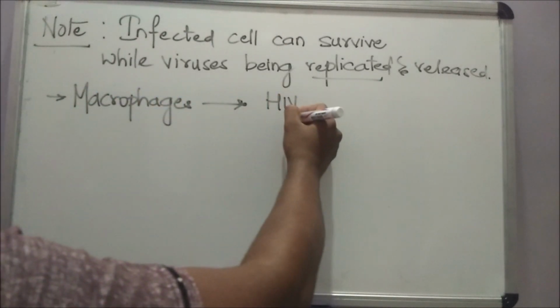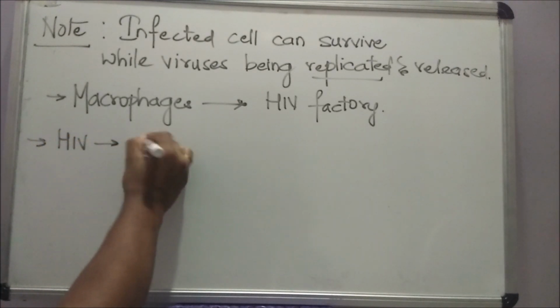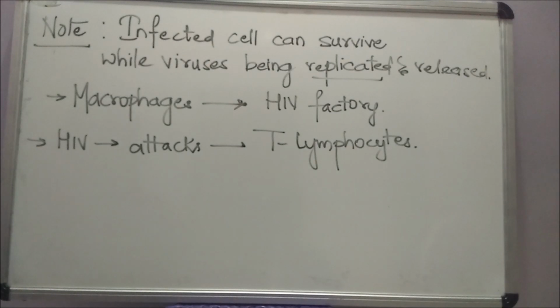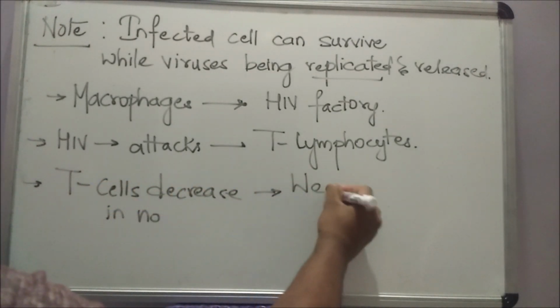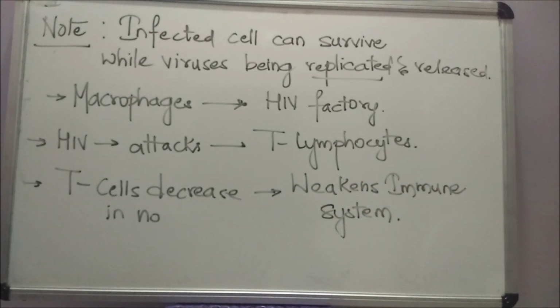Thereafter, HIV enters the helper T lymphocytes, replicates and produces progenies. As the progenies are released, they attack other T lymphocytes. Therefore, when the T lymphocytes start decreasing in number, the immune system gets weakened. Even the infections which could be overcome easily start aggravating.